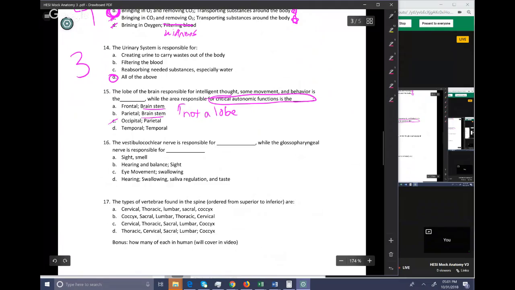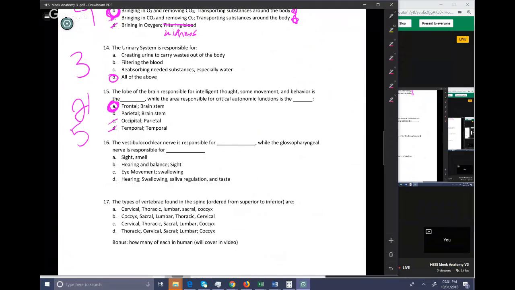If you did do A and B first, you got rid of C and D. You might have known right off the top of your head that the frontal lobe is intelligence. And if you did, you might have answered that first. So the only one that lines up function-wise correctly is the frontal lobe doing intelligent thought, some of the movements and behaviors, and the brain stem doing critical autonomic functions. That is from Anatomy 2 and a little bit of 5.